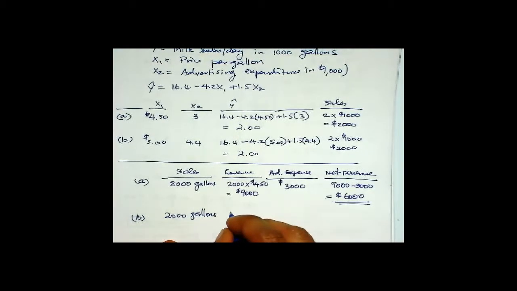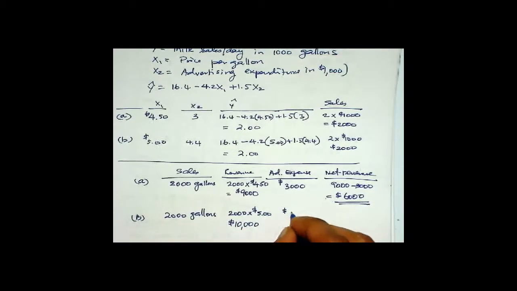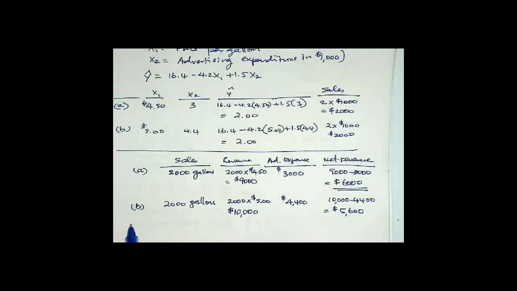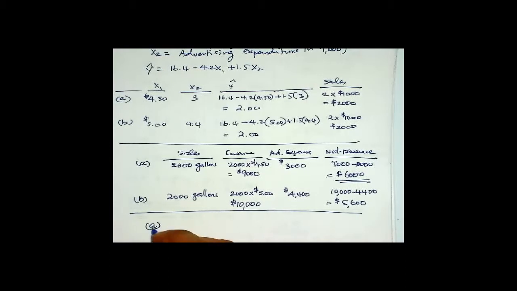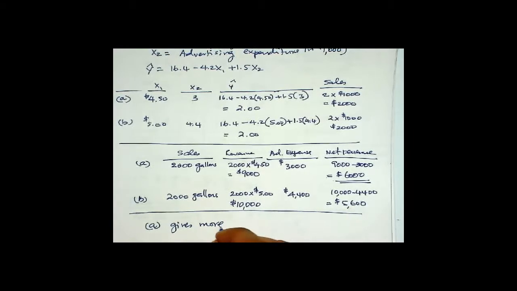For scenario B, again the sales is 2,000 gallons. Revenue is 2,000 times, we are now charging $5 a gallon, so our revenue is $10,000. Our advertising expense is 4,400. So 10,000 minus 4,400 gives us $5,600 net revenue. So between the two, A gives more net revenue.